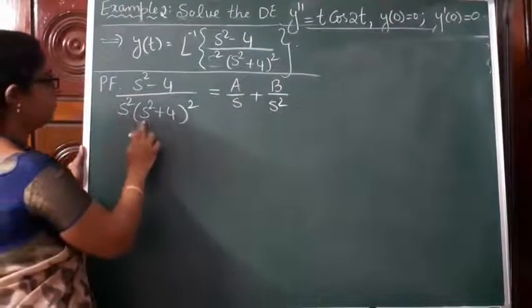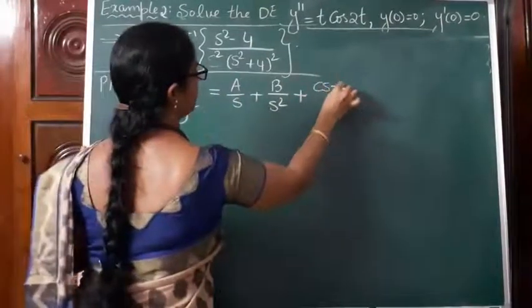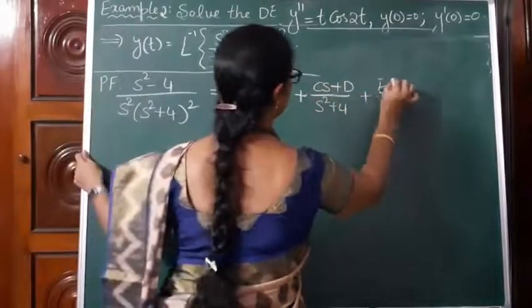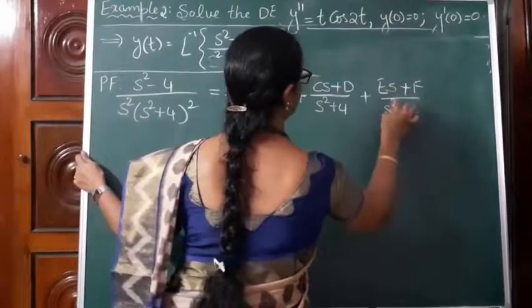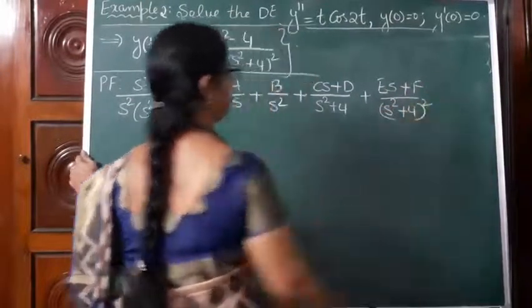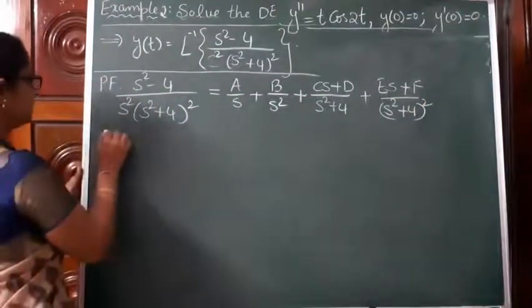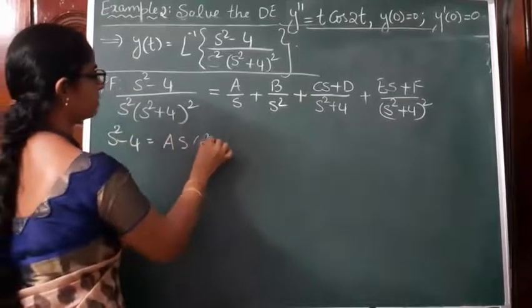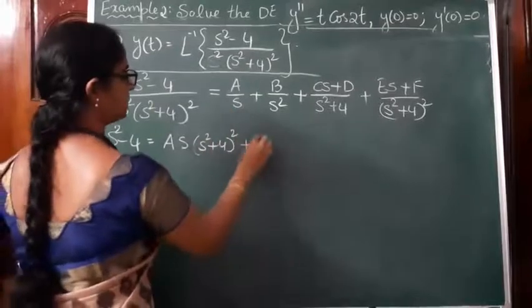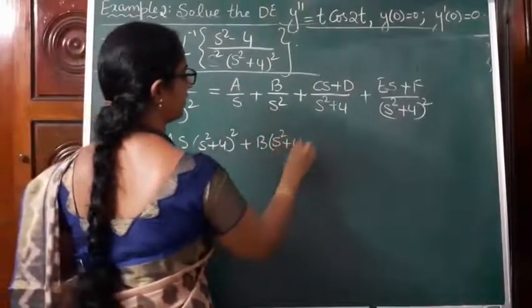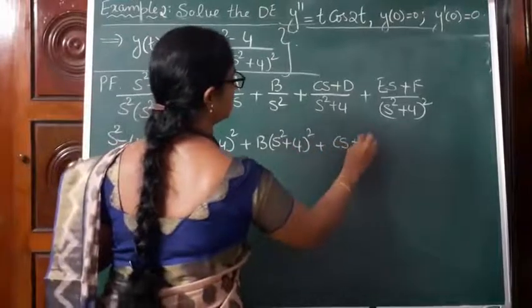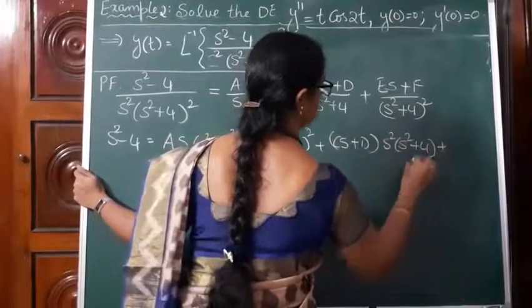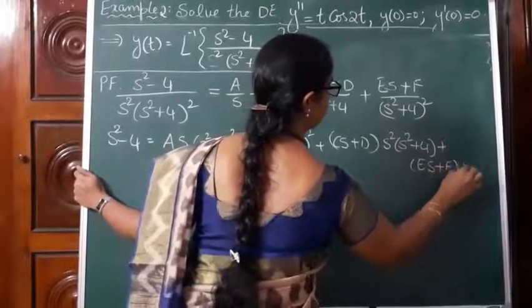And for (s² + 4)², we can write (cs + d)/(s² + 4) + (es + f)/(s² + 4)². Now, taking LCM and cancelling the denominators, we get s² − 4 = as(s² + 4)² + b(s² + 4)² + (cs + d)(s² + 4) + (es + f)s².